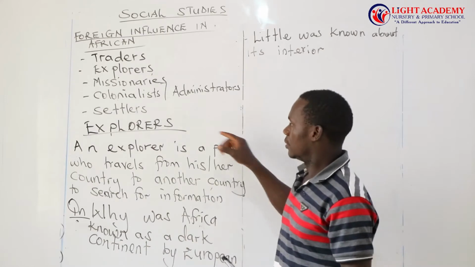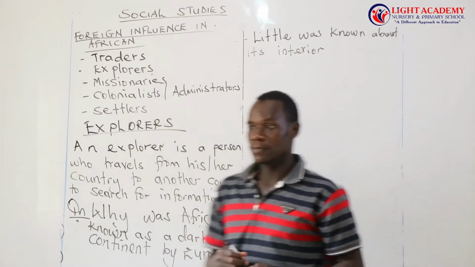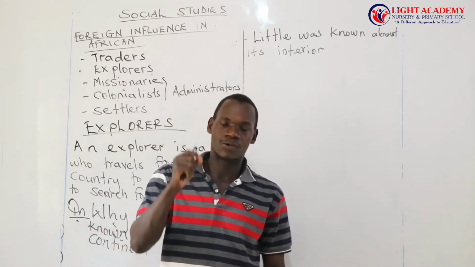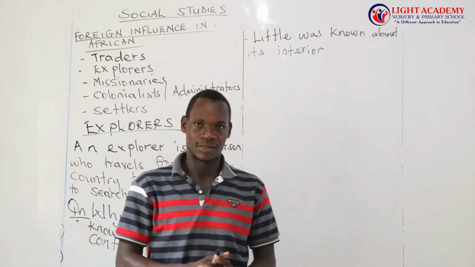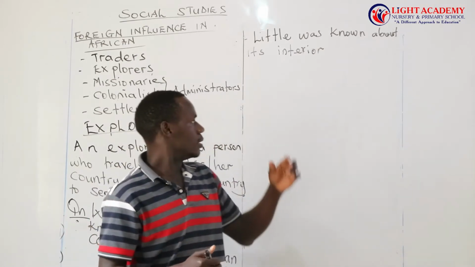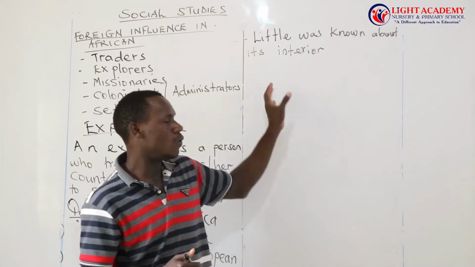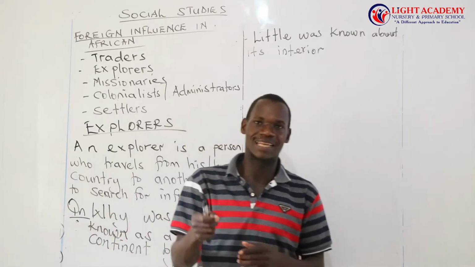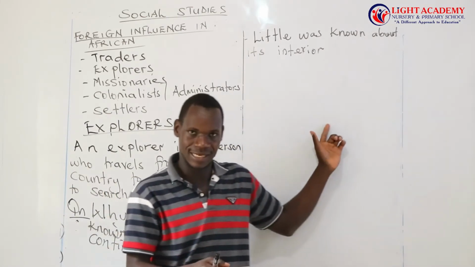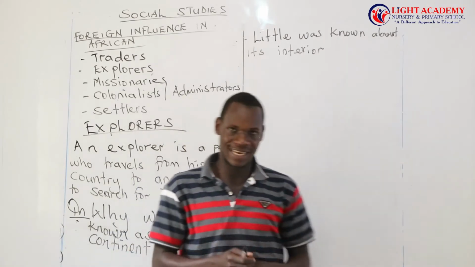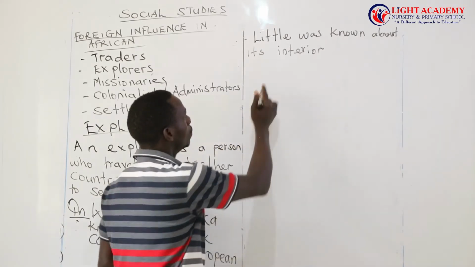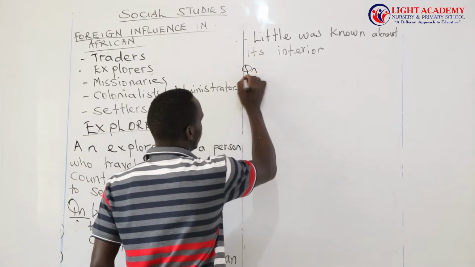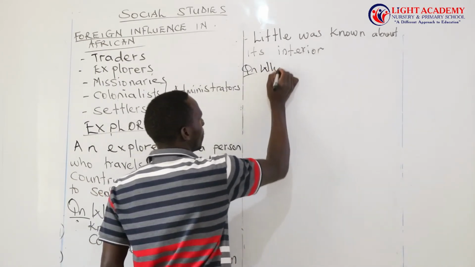Another related question. These explorers were one of the first groups of Europeans. Explorers were the first group of Europeans to come to Africa. They always ask such a question: who were the first group of Europeans to come to Africa? Those were the explorers. Then similarly, there is another question related to that. Who were the first group of foreigners to come to Africa? These were the Arabs.